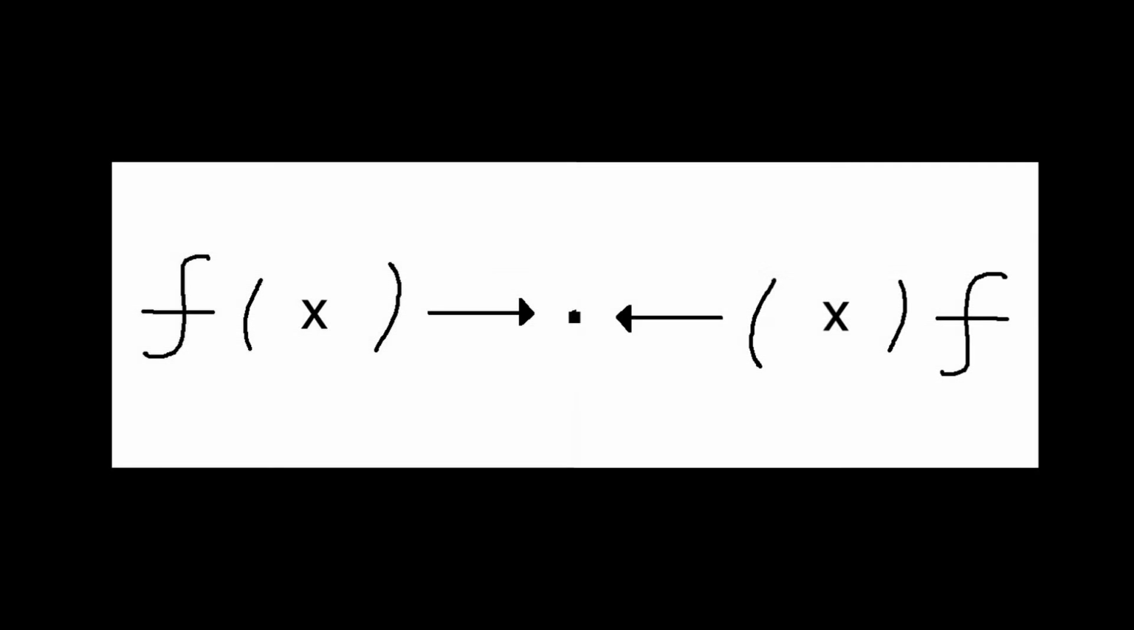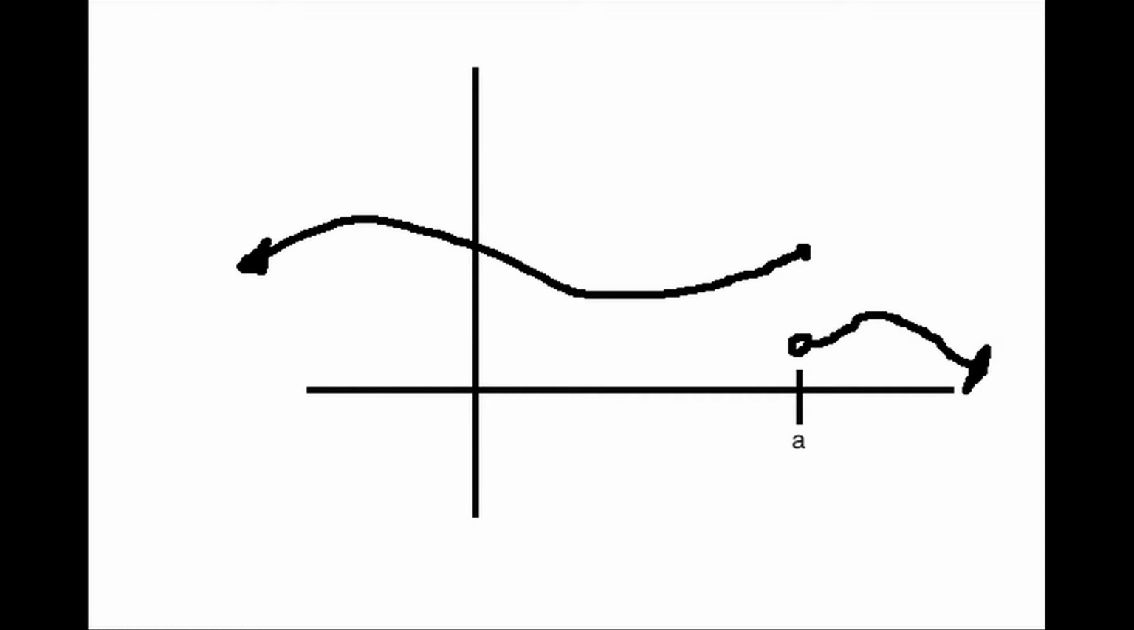In order for a limit to exist at a point, the function must approach the same point from both sides. For example, the limit of this function as x approaches a does not exist, because the limit of the f of x as x approaches a from the positive side does not equal the limit of the f of x as x approaches a from the negative side.